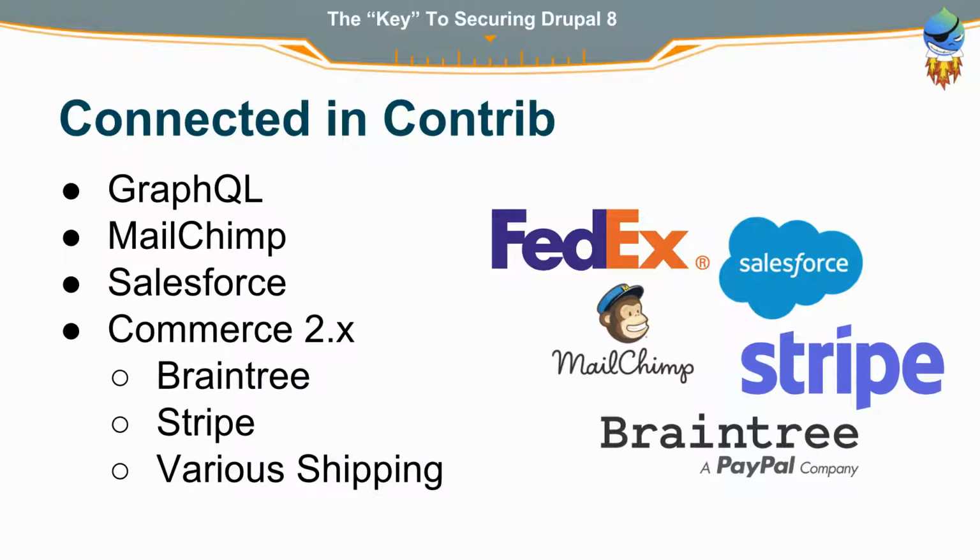And now we're even more connected in contrib. You have GraphQL, MailChimp, Salesforce, and the whole Commerce 2.x suite that's coming out very soon, which is now integrating with Braintree and Stripe and all the shipping. This all existed in D7, but it's now also in D8. So you mix all of these connected contrib modules with the ability to connect out of core, and you now get that giant spider web. The number of modules that have some sort of connection to an outside service, whether it's an AWS S3 bucket or even just SMTP credentials for sending out your authenticated emails, is extremely common on sites now.